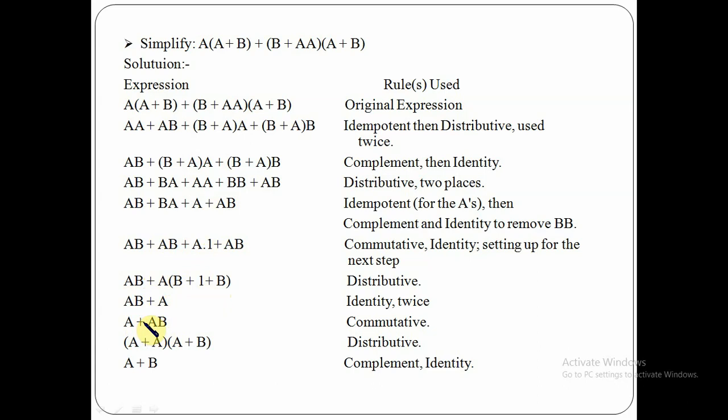Then again we apply the commutative law, that A, and AB plus A plus B, that is the distributive law, and we get the equation A plus B, that is the complement and identity. This is the kind of laws you have to apply on one expression, then you have to reduce it. You have to know all the Boolean laws clearly, then you will be able to solve Boolean algebra.